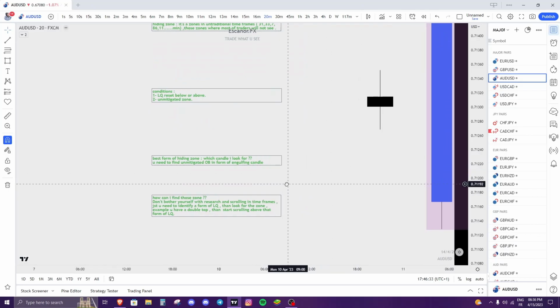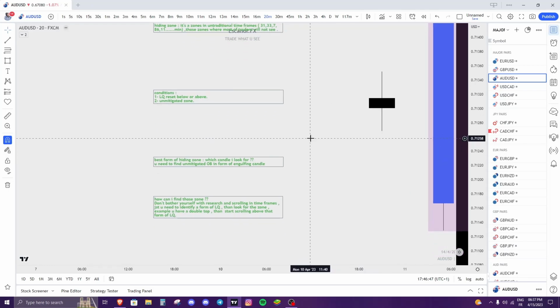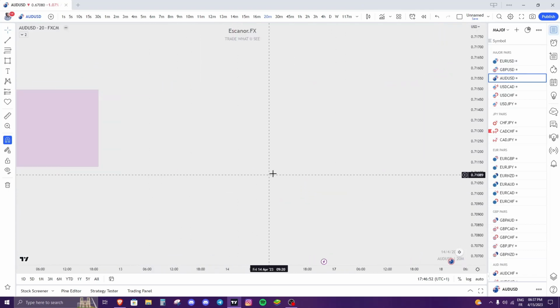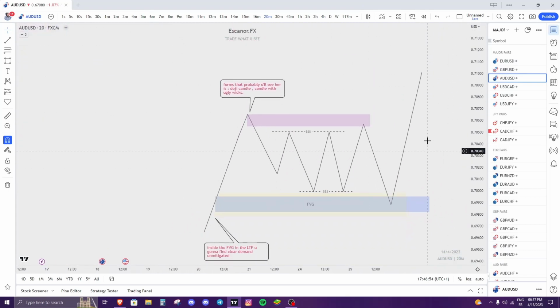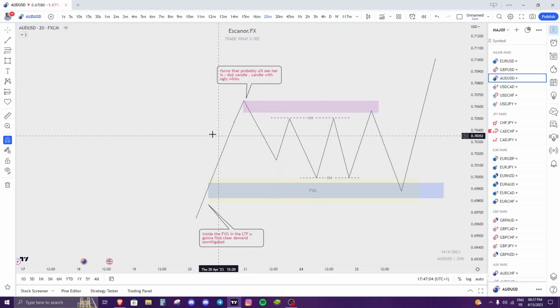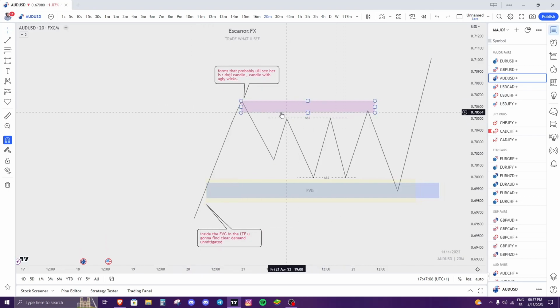How can you find these zones? Don't bother yourself with researching and scrolling in time frames. You just need to find or identify a form of liquidity, then look for these zones above or below this form of liquidity. So I will give you an example. For example, here, don't look for those zones, look for the liquidity. When you find the liquidity, then look for the zone above this liquidity. So you have, for example, a zone like this one.